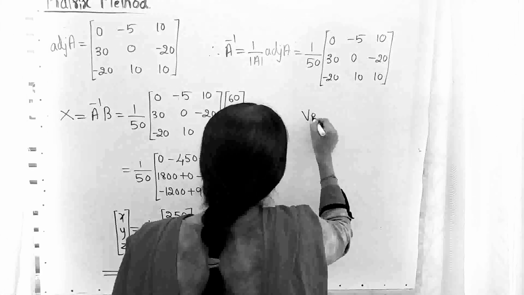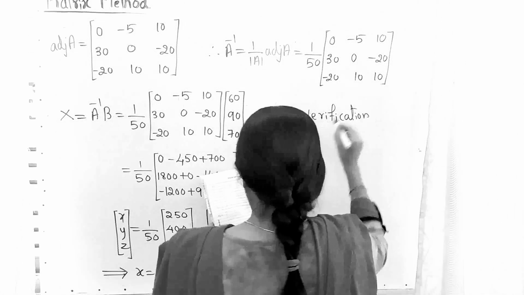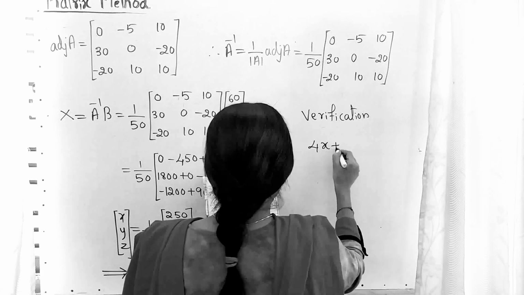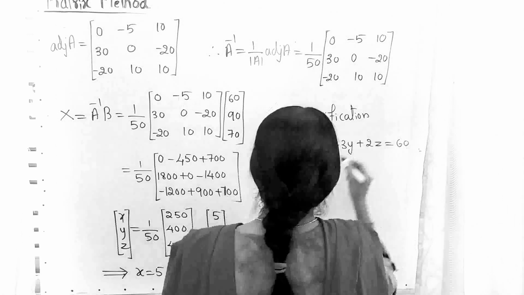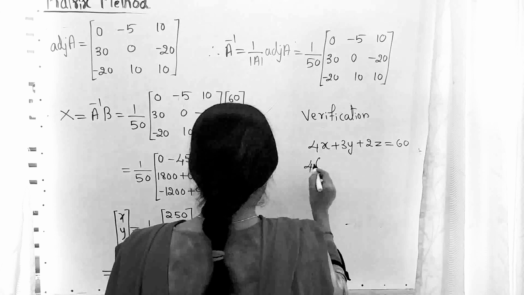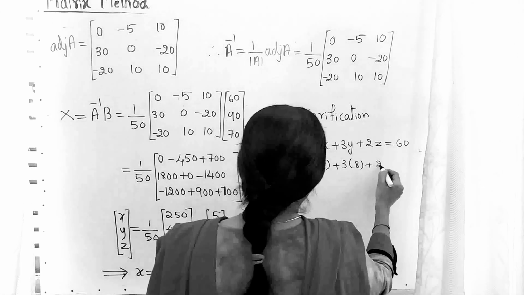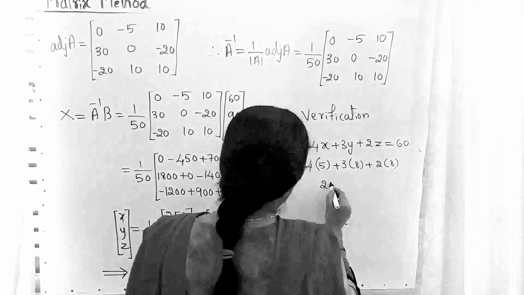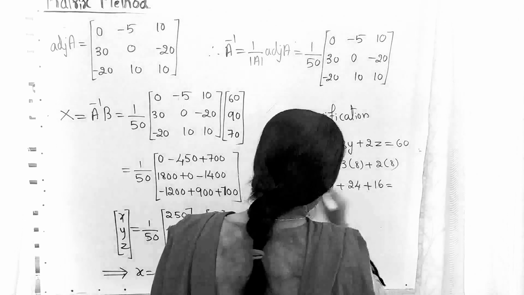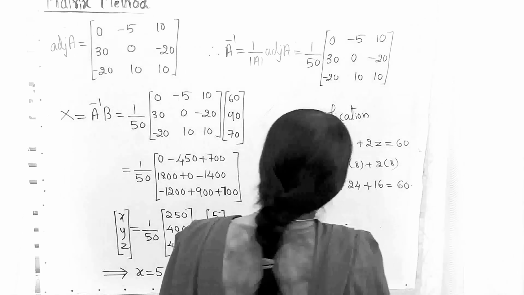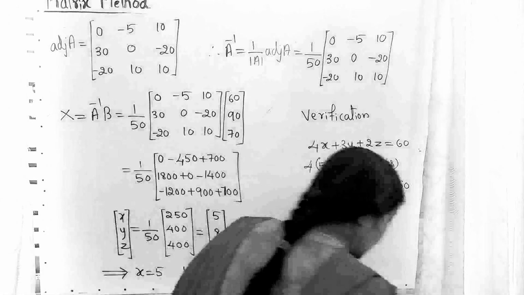If you go for verification also, in the first equation what we have? 4x plus 3y plus 2z is equal to 60. 4, X is what? Onion 5, plus 3 into 8 plus 2 into 8. It is 20 plus 24 plus 16. Add this, you will get 60. That means your calculated values are correct. So moving to the next example.